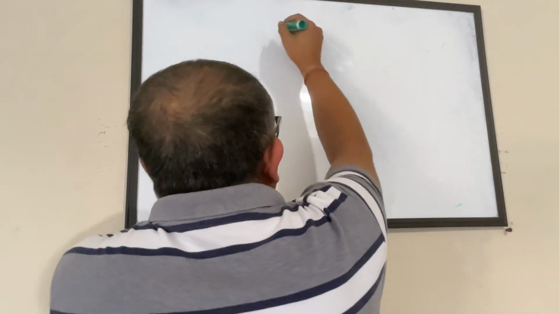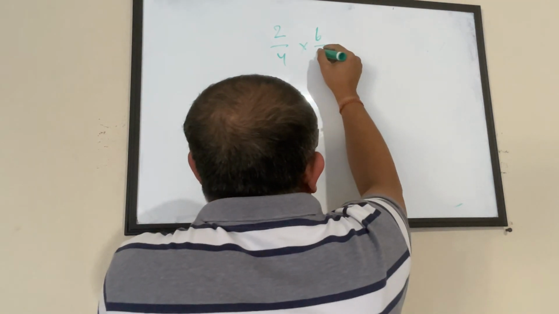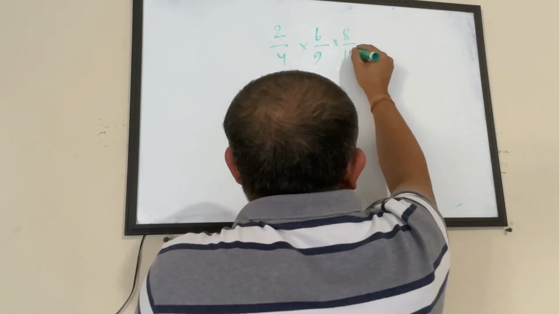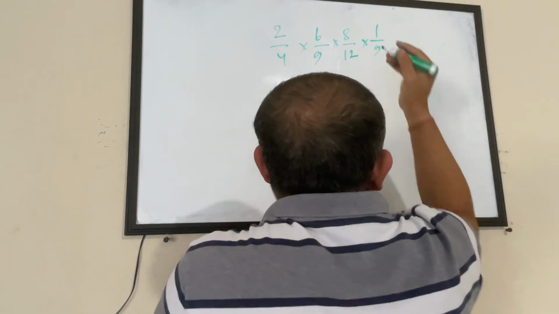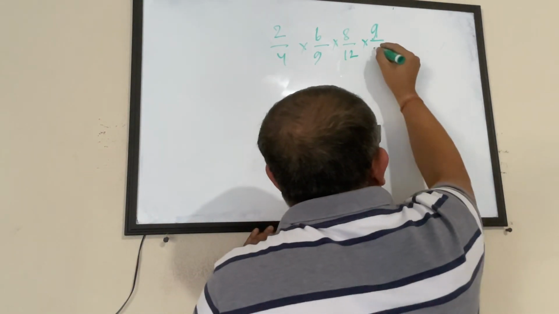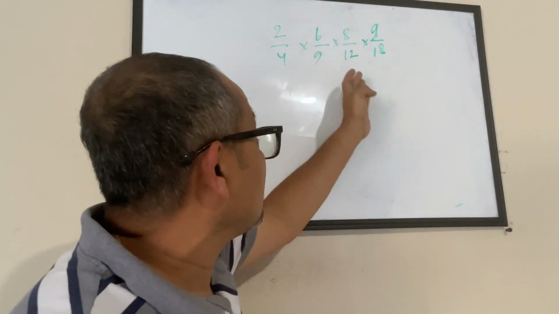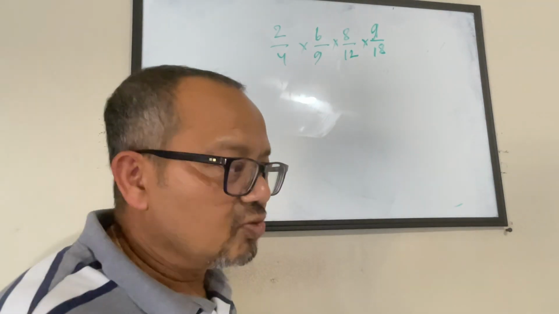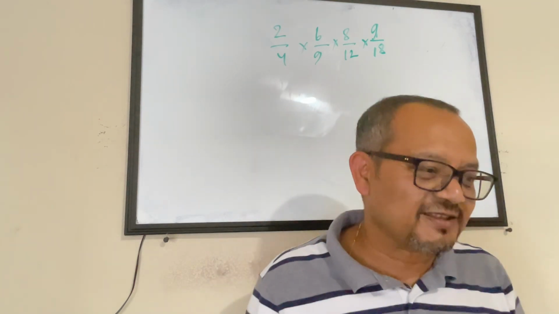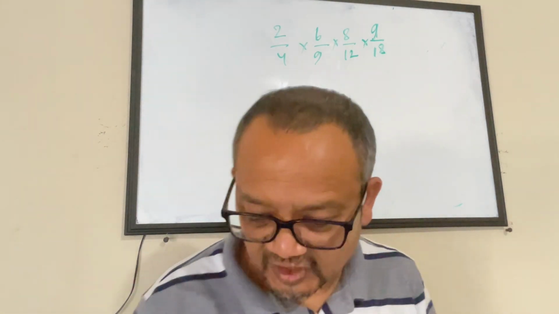So now, let's say if you have 2 by 4 multiplied by 6 by 9 multiplied by 8 by 12 multiplied by 9 by 18. Can you guys solve it? Who all can solve it in next 30 seconds? This is a game. This is not math. Yes, math. Math with fun. Have fun with math.